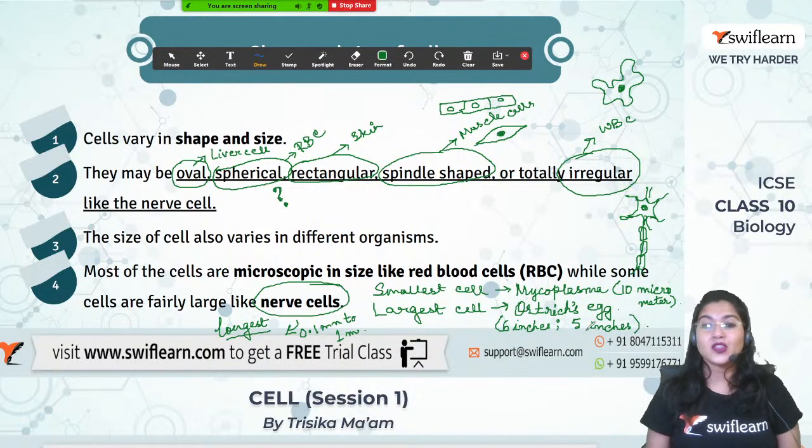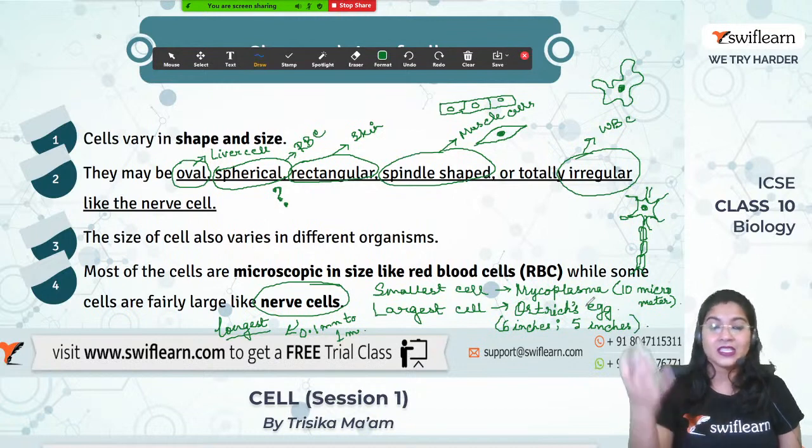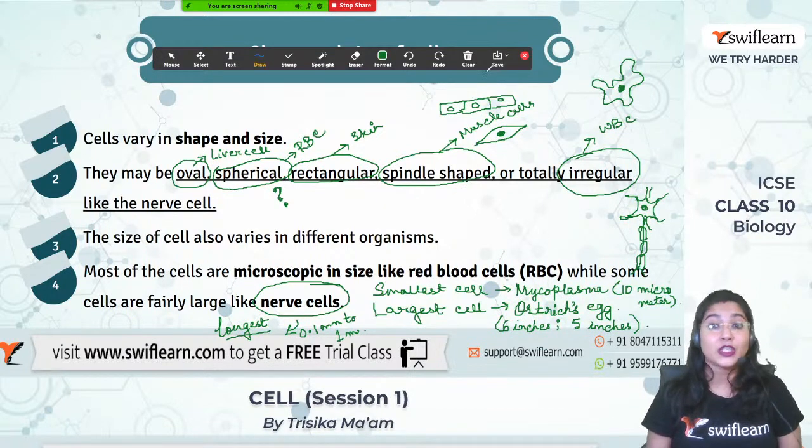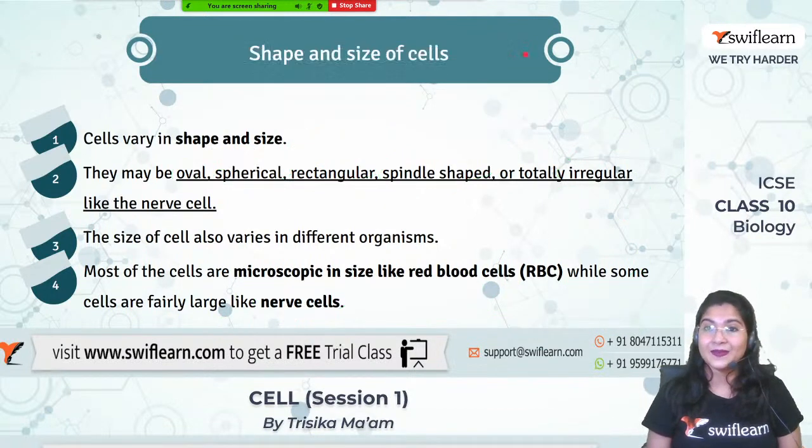So this is all about the various types of cells, the different sizes as well as the different shapes of the cells. Clear? If you have any question, please write it in the chat box, right?